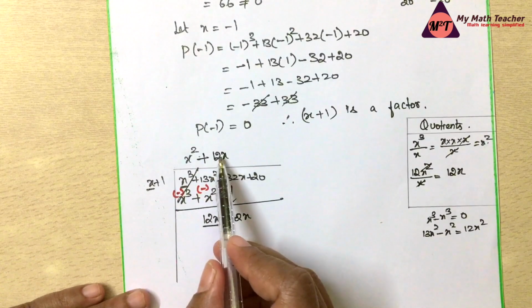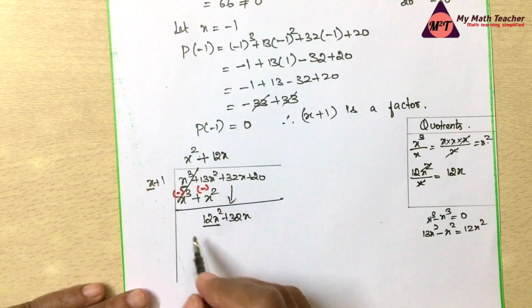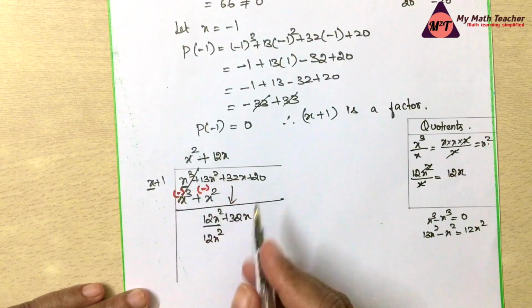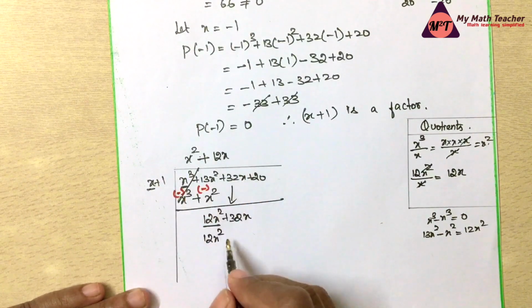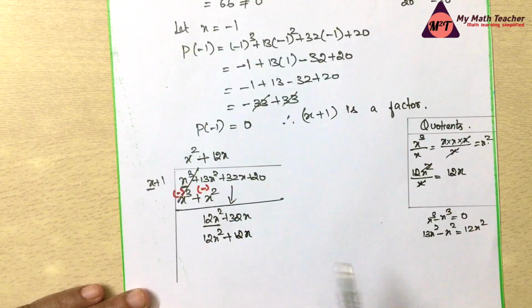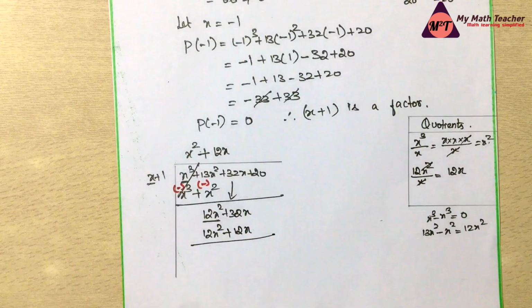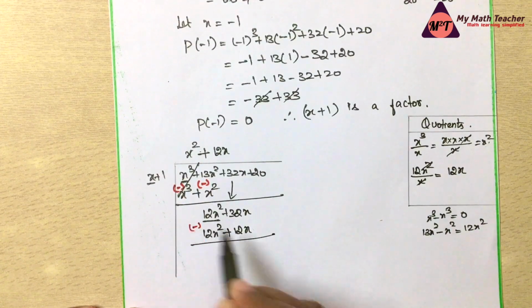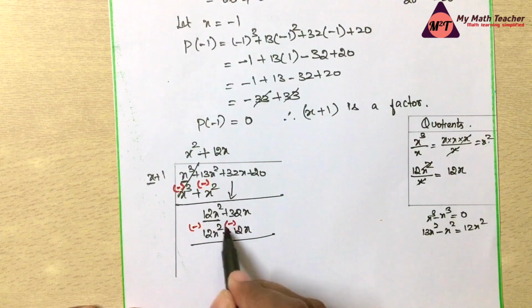Now multiply 1 by 1. 12x into x, which is 12x square. The same way 1 into 12x, it is 12x. So both are positive, plus 12x. Now subtract it. To subtract, change the sign. This is positive here, make it negative. The same way positive, make it negative.